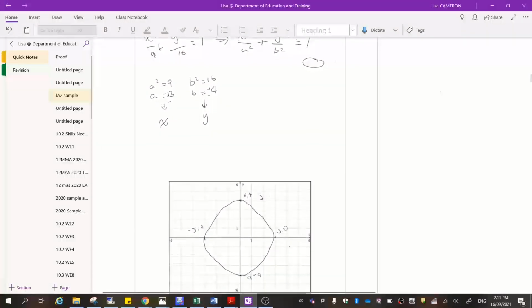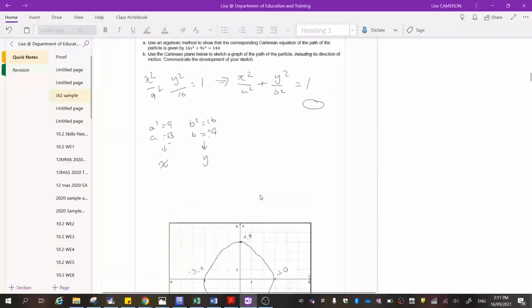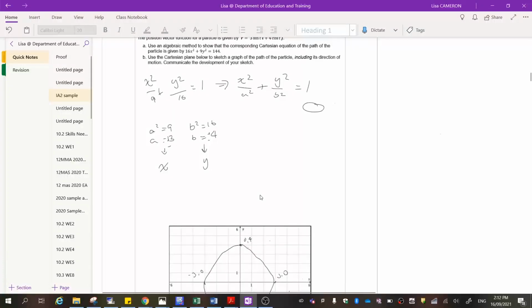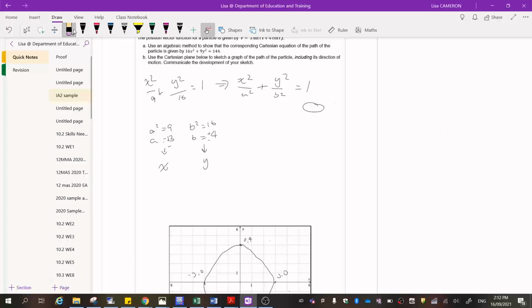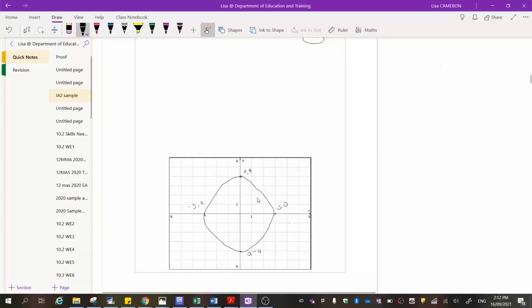Now, here is another thing, another mathematical reasoning. We have sketched the graph, but we need its direction and motion. To do this, we need to get the original equation back.